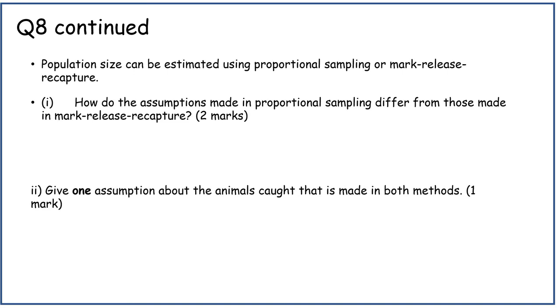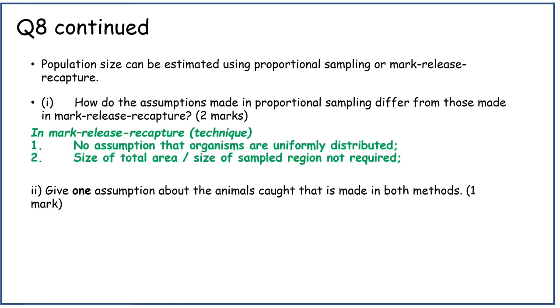How do the assumptions made in proportional sampling differ from those made in marked release recapture? Well, in the marked release recapture, there's no assumption that organisms are uniformly distributed, and the size of the total area is not required. Give one assumption about the animals caught that is made in both methods. The animals are from the same population.